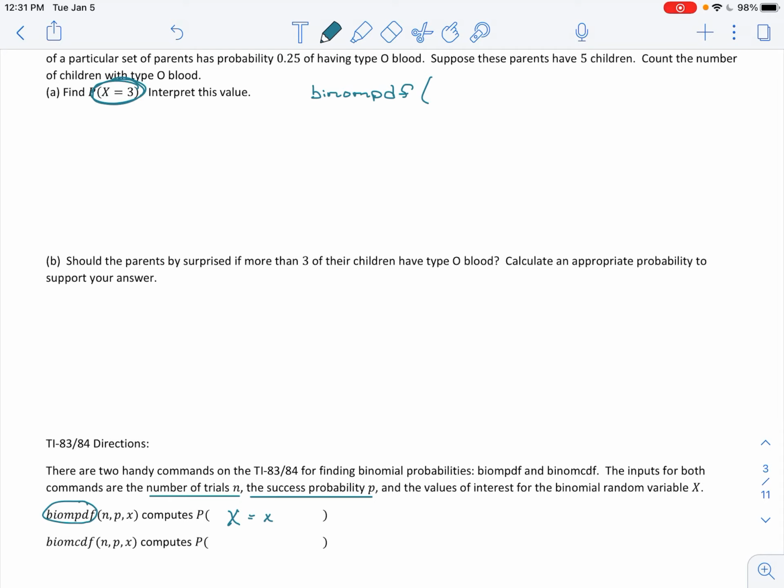So my calculator will need to know what is in, so 5 kids. What is X? We want 3 successes, 3 type O bloods. That's not what comes next. P comes next. I'm just following through these values here, N, P, and X. So N was 5. The probability of success is 0.25. And I'm looking to calculate just a single value of 3.